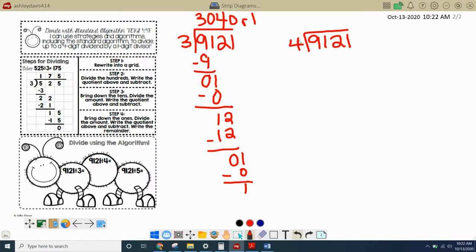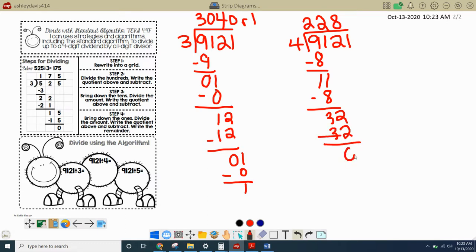Okay, 4 goes into 9 2 times. 4 times 2 is 8. 9 minus 8 is 1. Bring down the next digit. Make that an 11. So it's 11 divided by 4. 11 divided by 4 is 2, because we can't go higher than 8. Okay, 11 minus 8 is 3. Bring down the 2. Okay, now we have 32 divided by 4. 32 divided by 4 is 8. 4 times 8 is 32.